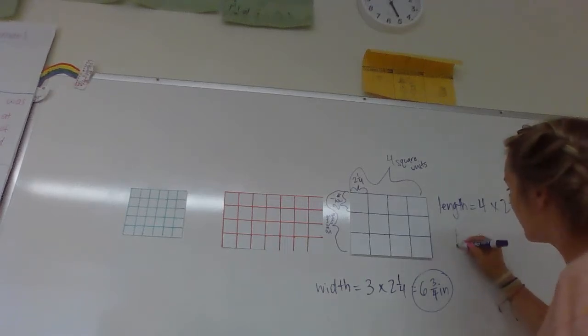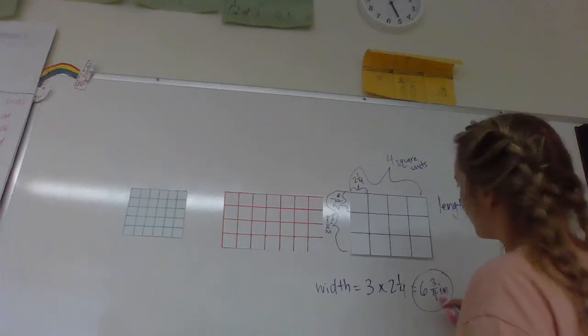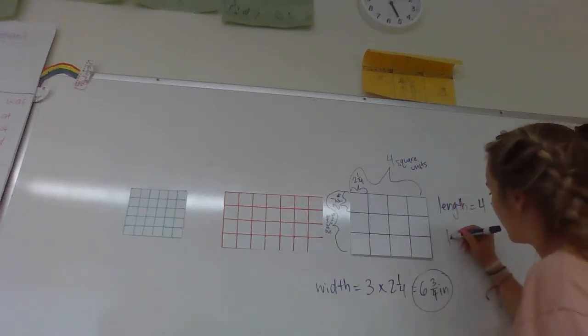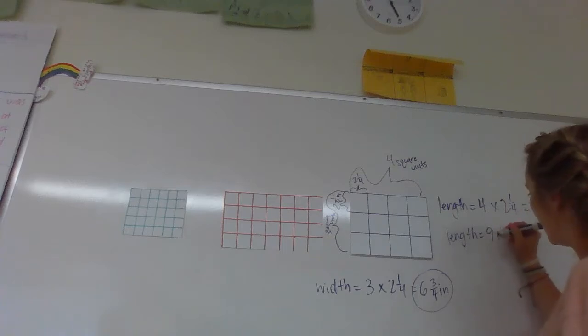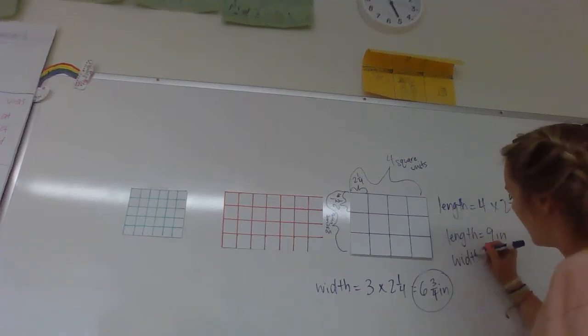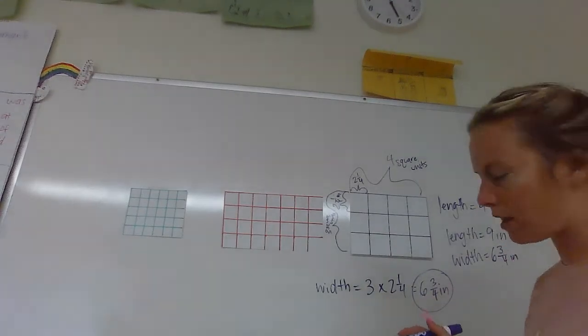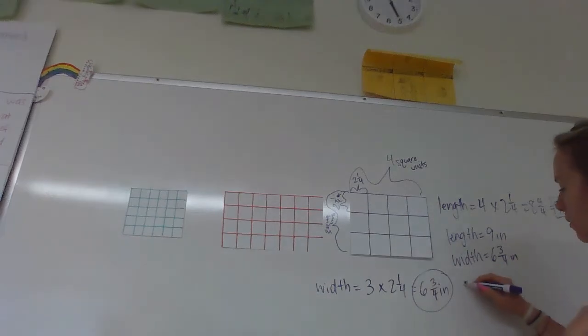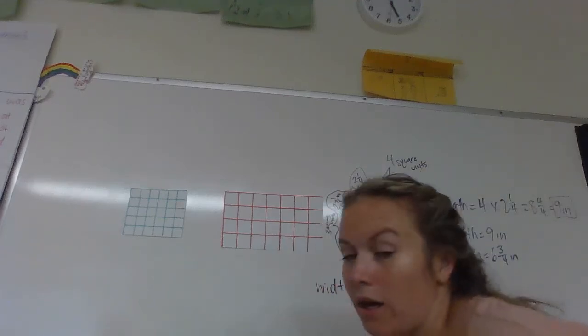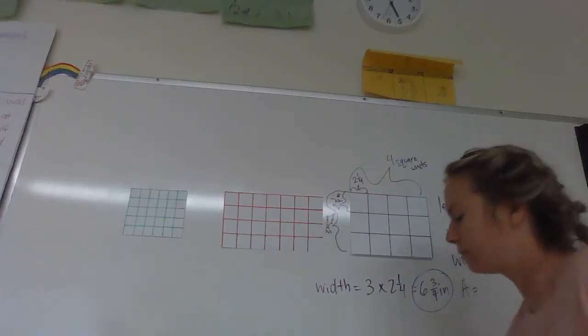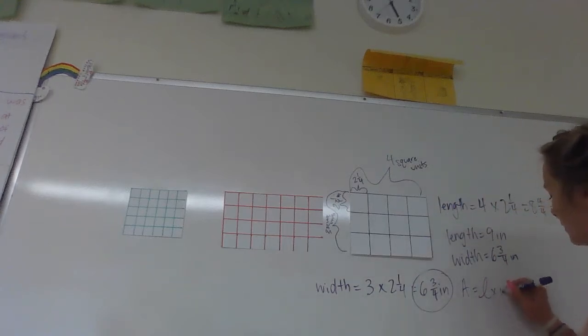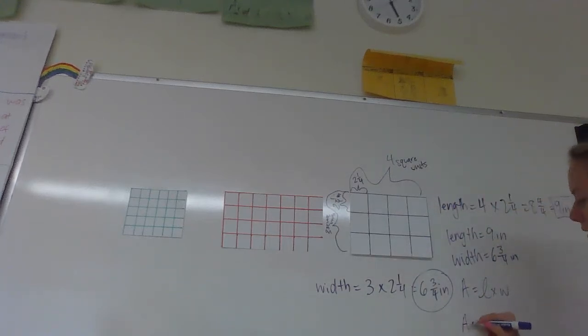So now we've got our total length and width. Our length equals 9 inches, and our width equals 6 3/4. To find the area of this rectangle, it would be A equals L times W, or area equals length times width. So now we just plug it in. A, or question mark, equals 9 times 6 3/4.